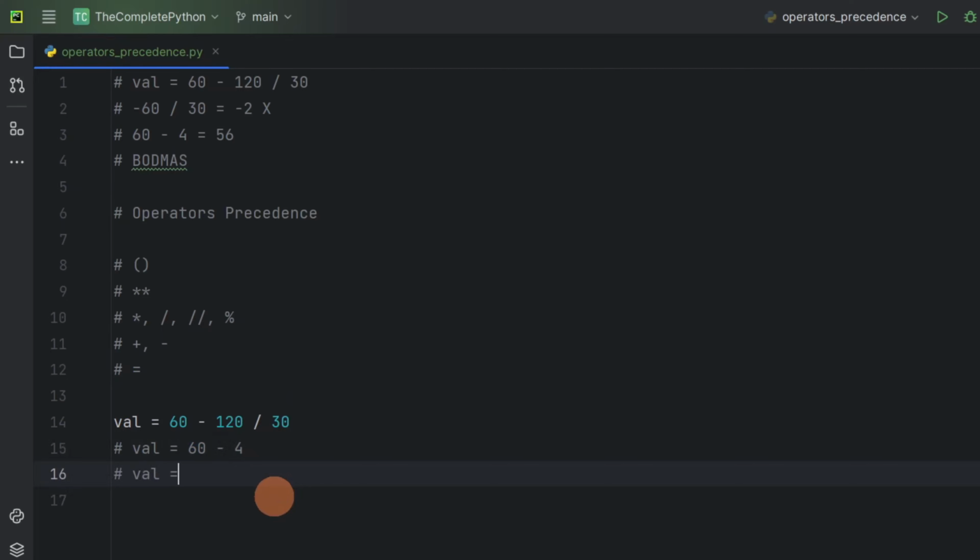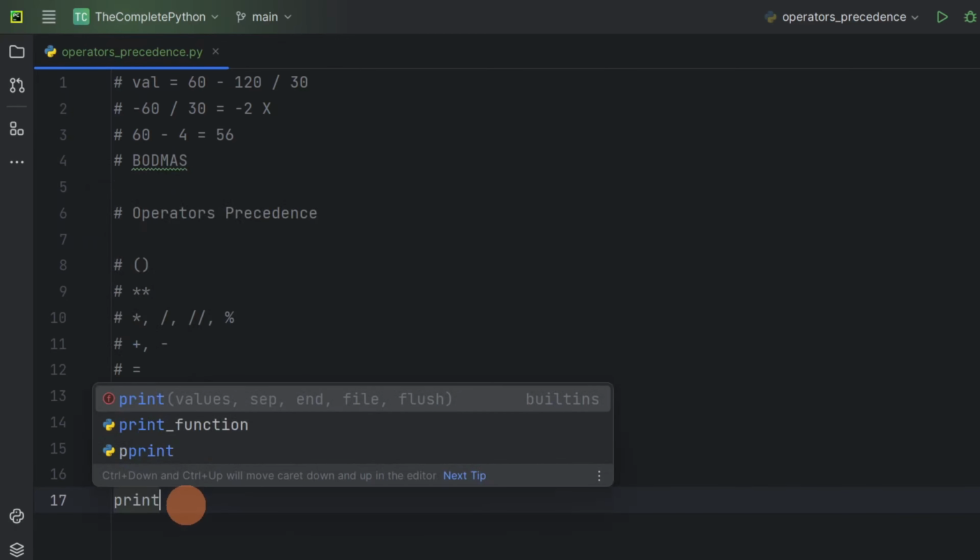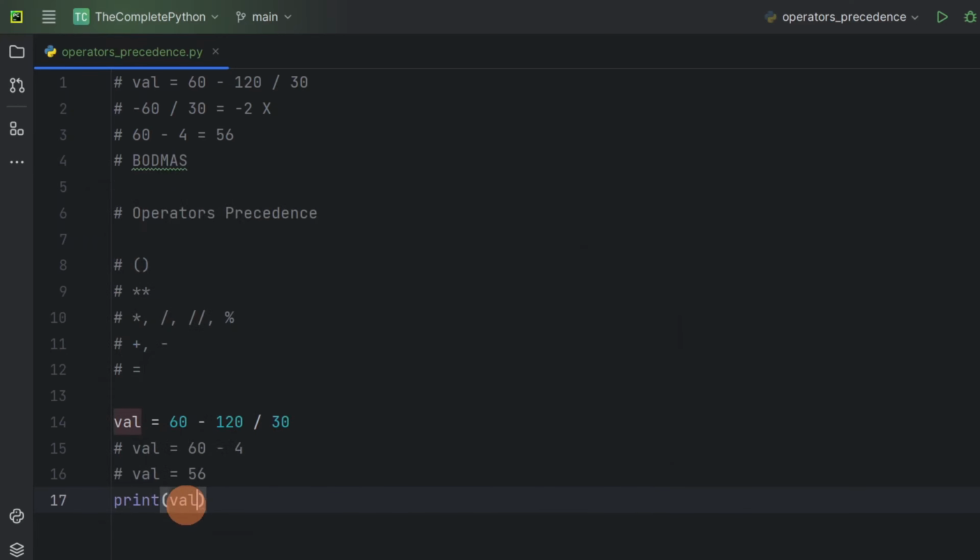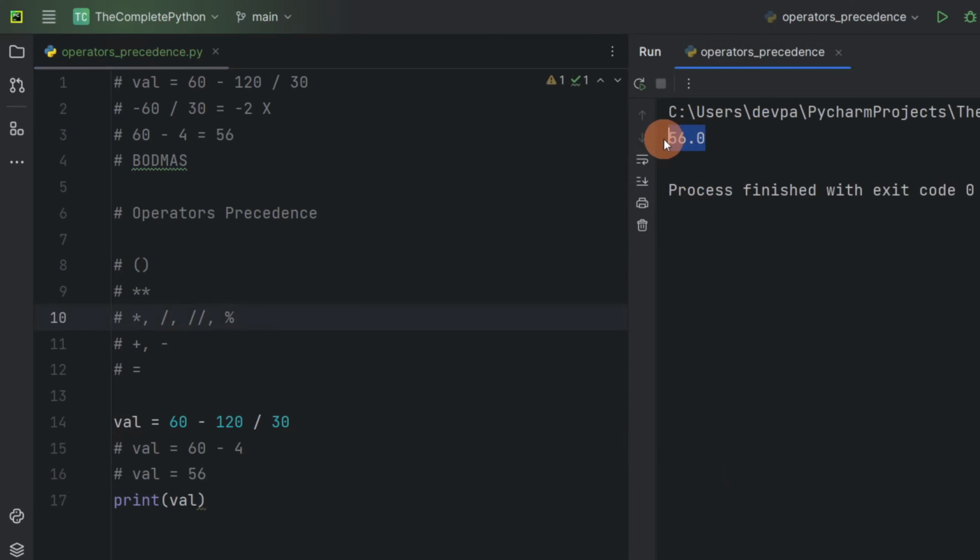Now val is 56. Next we have the assignment operator. The assignment operator will take the value that is present on the right hand side. It will assign that to the variable that is present on the left hand side. So we are getting 56. Now I will display the value that the variable val is storing. If we run the program, you can see we are getting 56.0.